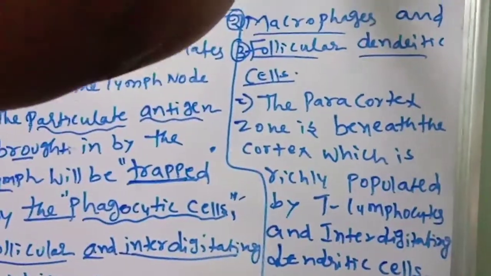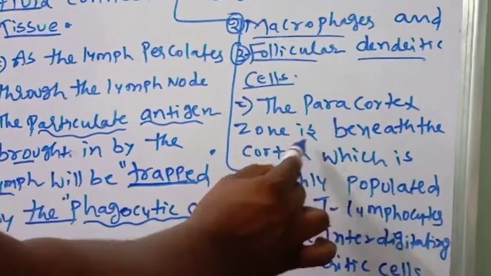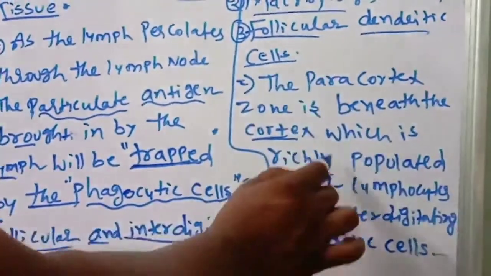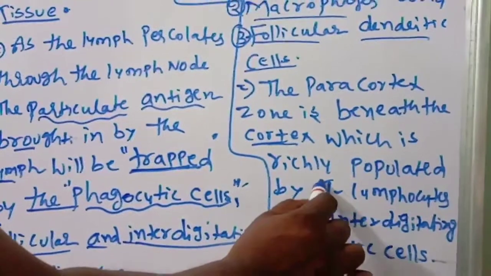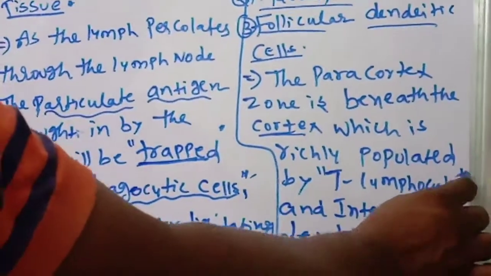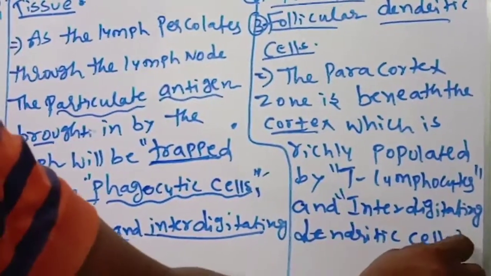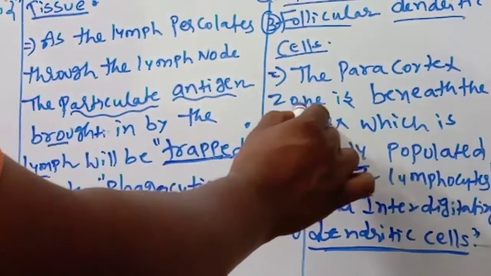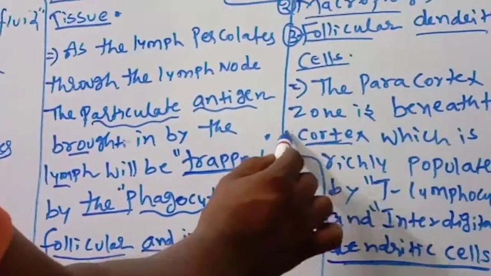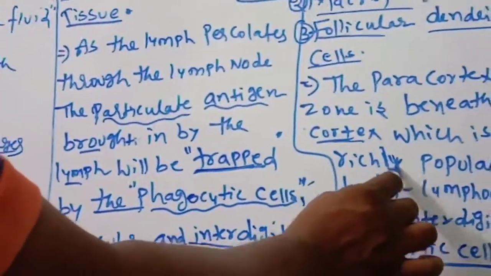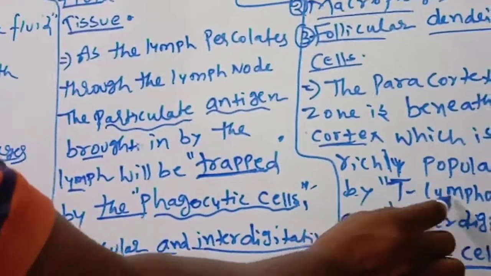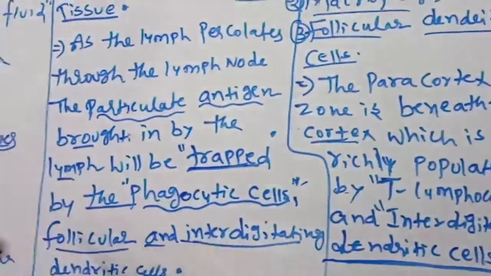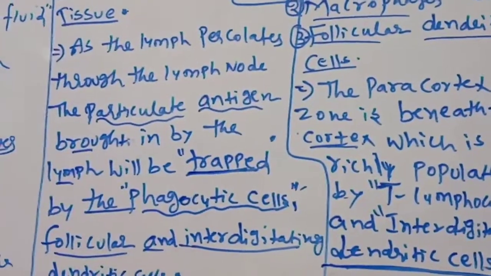Next, the second zone, the paracortex zone, is beneath the cortex, below the cortex, which is richly populated by very important T lymphocytes and interdigitating dendritic cells. The interdigitating dendritic cells will be there in the paracortex.